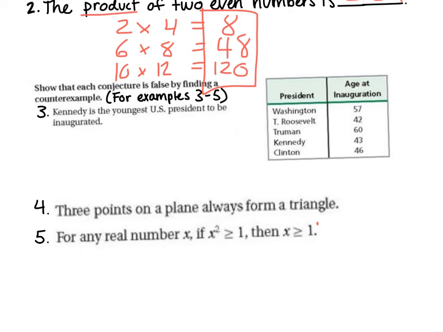Kennedy is the youngest U.S. president to be inaugurated. Show that each conjecture is false by finding a counterexample. So is this true or false? Number 3. False. And what would be our counterexample? So this would be false, and our counterexample would be T. Roosevelt.